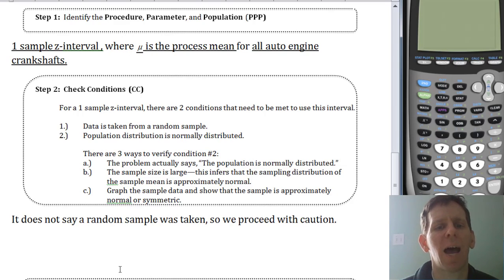Even if a condition is not met, we're just going to address the fact that it doesn't seem to be met, proceed with caution. In real life, we'd want to make sure it's random. In AP statistics, we're just going to keep on moving. Second step, does it say anything about normal in the problem?